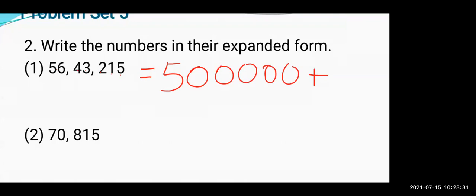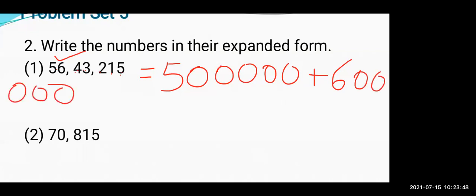Then 6 you are going to write. After 5, which number is there? 6 is there. So what are you going to write in front of 6? How many numbers? 0, 1, 2, 3, 4, 5. So after 6 how many zeros should come? You have to write 5 zeros, because 6 is in the place of lakh. So we will write 6 lakh. Both the methods I am explaining side by side.